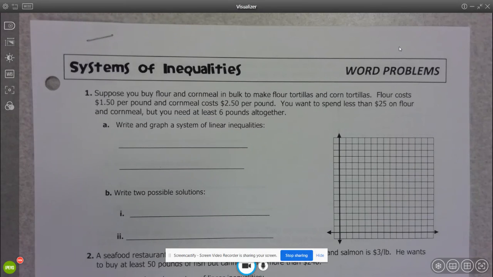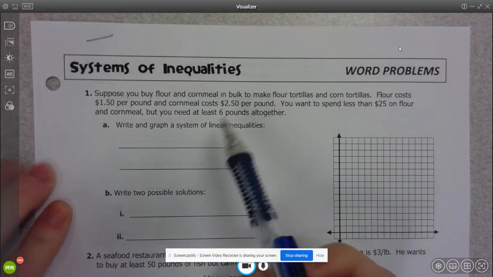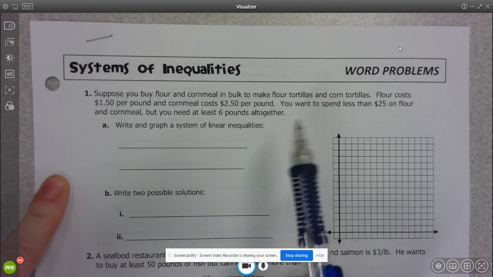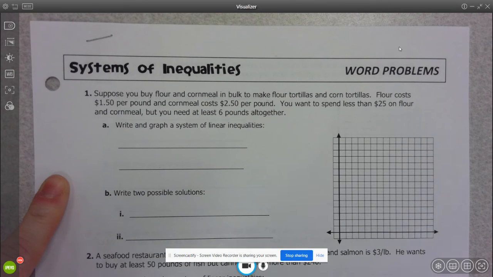All right, so this video is going to work on applications of systems of inequalities. So this is a whole bunch of word problems. What I'm going to do is read through this first one and decide what x and y are going to represent, just like we did when we were solving systems of equations.